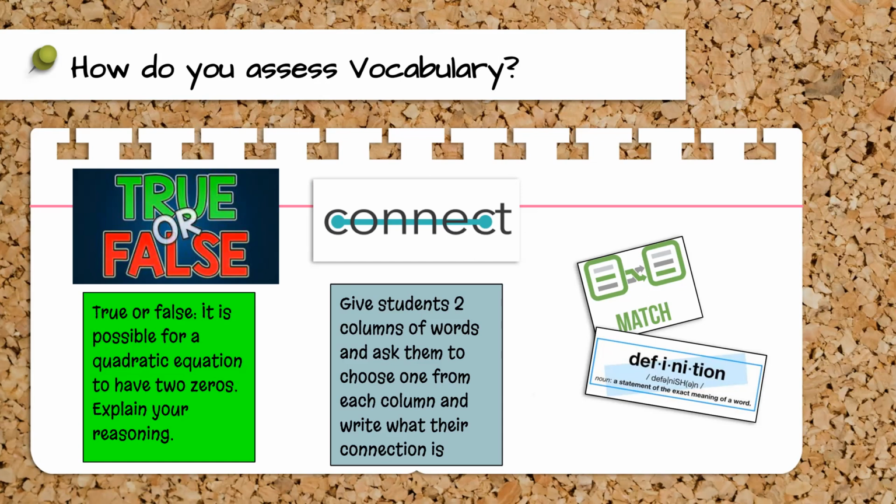Another strategy is the connect to strategy. So here on an assessment, you would give students 2 columns of words and ask them to choose one word from each column and make some sort of connection. They would need to write what their connection is. So maybe there's something in common, maybe they share characteristics. We're getting kids to use vocabulary to communicate mathematically, they're writing and they're engaging in that written academic discourse using the vocabulary.